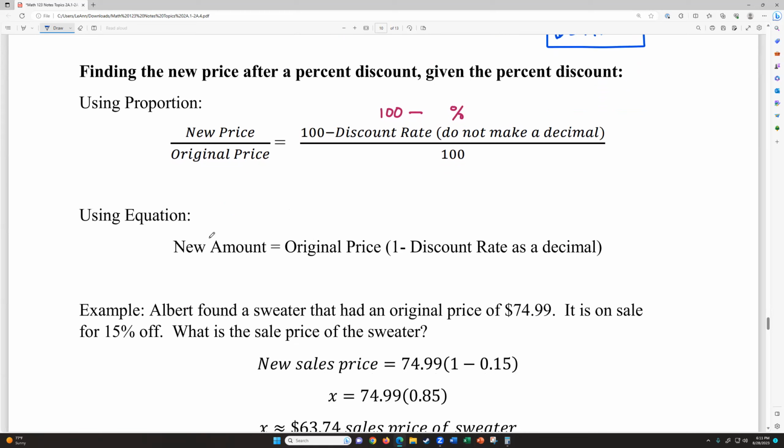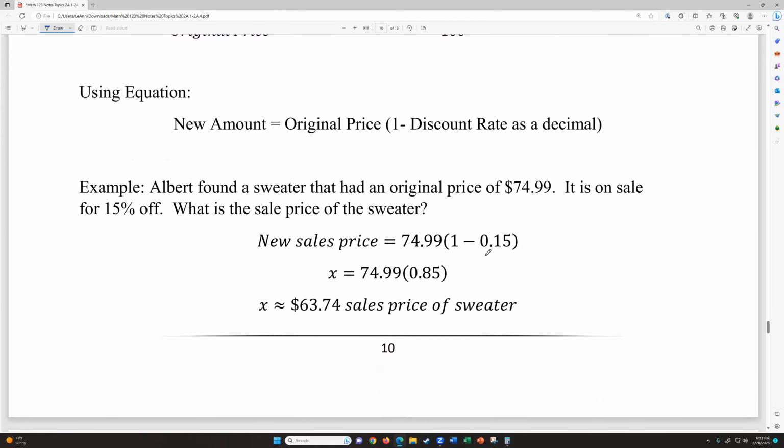Your new amount, or your new price, is your original price times 1 minus the discount rate as a decimal. Since in this section I was doing some of the decimal equations too, let's look at this one. Albert found a sweater that had an original price of $74.99. It is on sale for 15% off. What is the sales price of the sweater? Notice sales price, not discount amount.